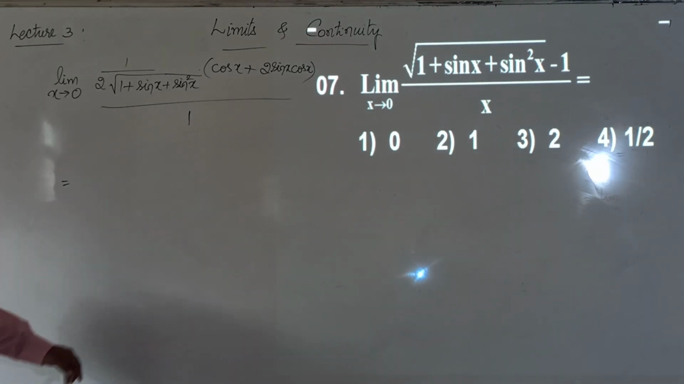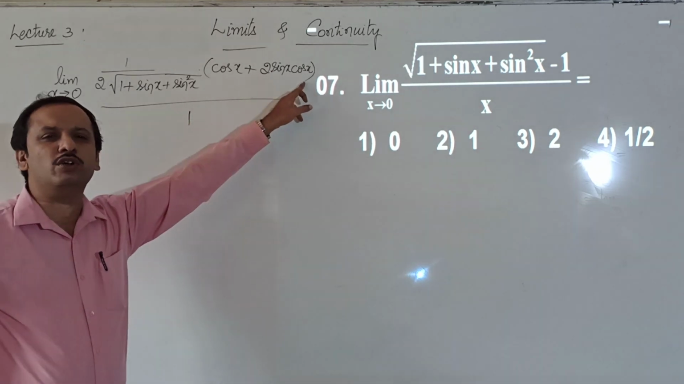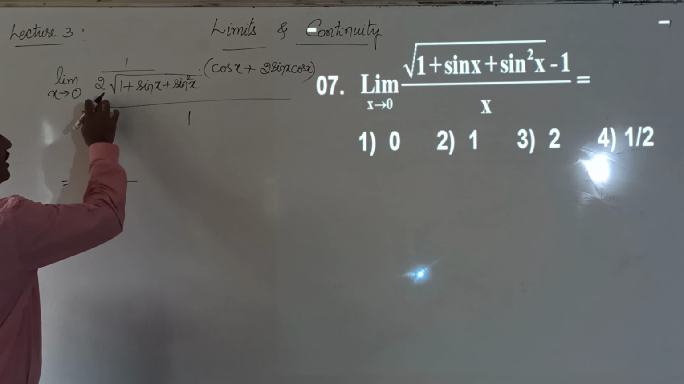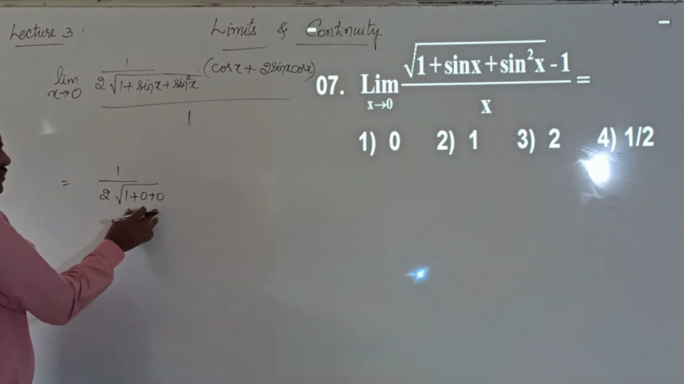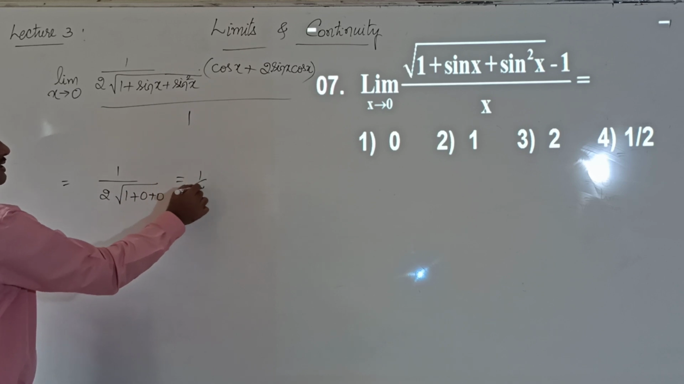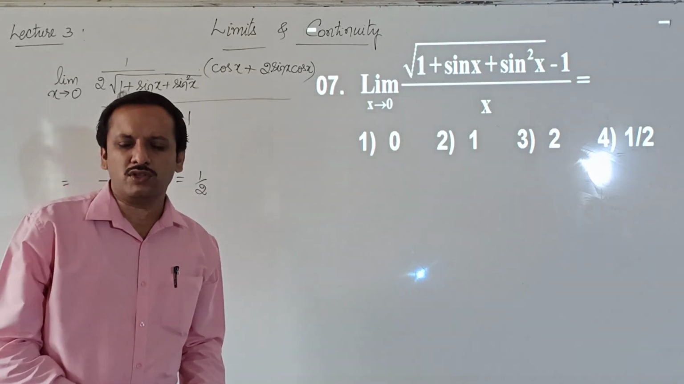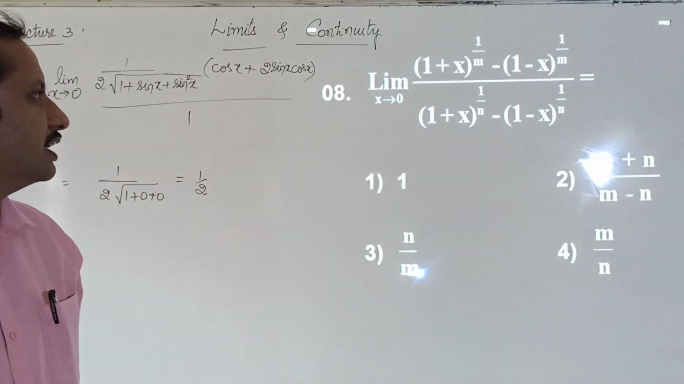When I put x as 0, here cos 0 is 1 plus 2 into sin 0 into cos 0, that will be 0 anyway. So numerator is 1. Denominator 2 into root of 1 plus 0 plus 0, which is equal to root 1, which is 1. So answer is 1 by 2. 1 by 2, fourth option is the correct answer. Let's move to the next question.